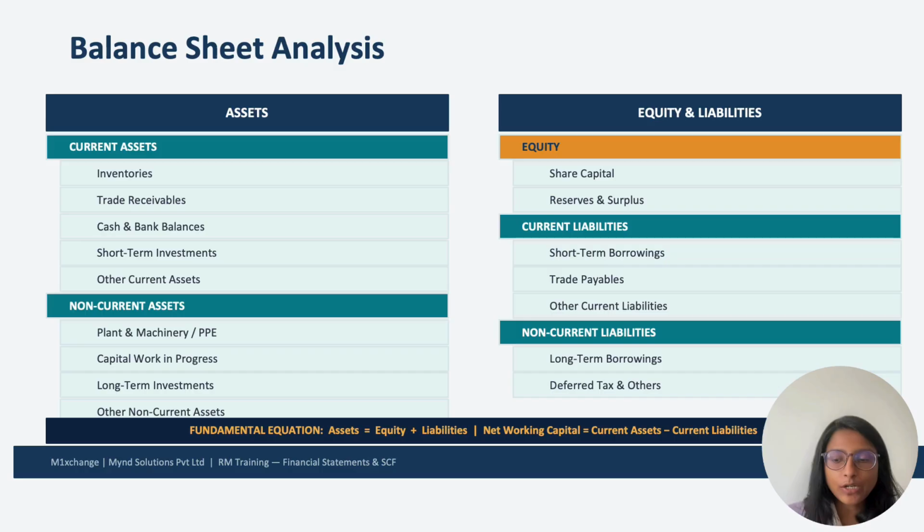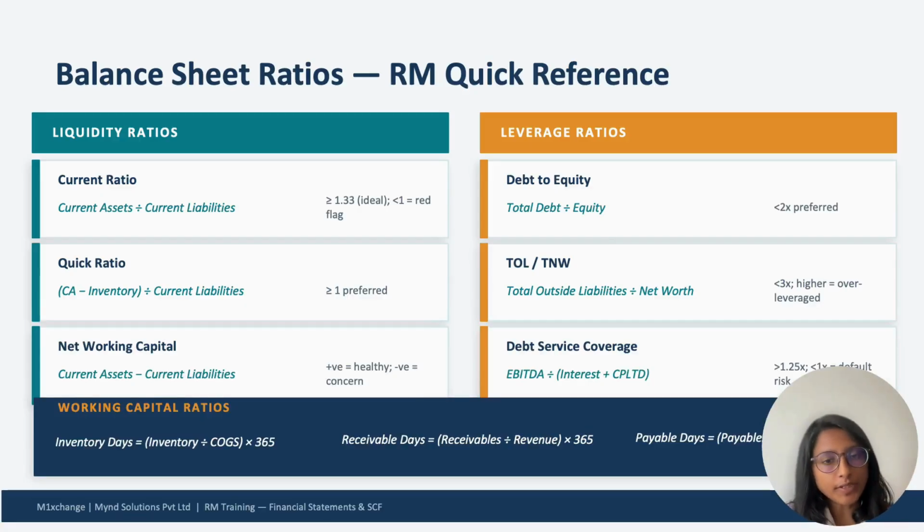Now let's get into the important ratios that we have here. Talking about the liquidity ratios, we have current ratio, quick ratio, and net working capital. So what is current ratio? Current ratio is your current assets divided by current liabilities. Anything beyond 1.3x is considered better. Anything less than 1x is a red flag, which means that if a company goes into insolvency, its current assets will not be sufficient to fulfill its current liabilities.